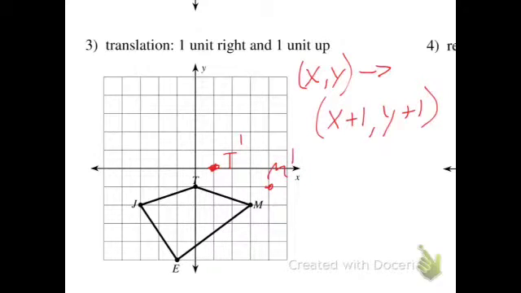M prime is going to be there. E prime is going to be there. And J prime is going to be there. Connect it back up, and you got your shape. Just shift it up 1, right 1, and there's your new one.